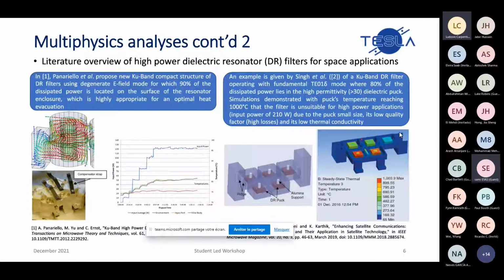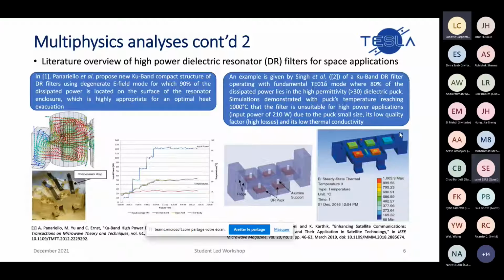In another example, they address the problems that we can face with dielectric resonator filters. Here, for example, they consider a structure for which they are using the fundamental mode, and they are using a very high permittivity dielectric ceramic.